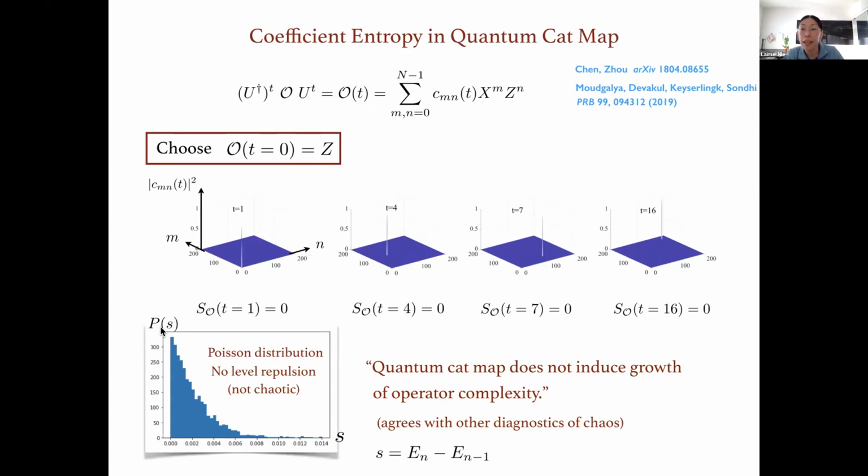For instance, I'm plotting the level statistics. Level statistics is obtained by first diagonalizing the time evolution operator, obtaining all the eigenvalues, and collecting all the nearest neighbor level spacings. And you plot a histogram of those level spacings. You see that you have a huge probability of finding 0 level spacing or a very small level spacing, meaning that the levels love to cluster. They like to be near each other, or to be degenerate. This absence of level repulsion is a hallmark of a non-chaotic system. So this Poisson shape, with a huge probability at 0 level spacing, means that the quantum cat map is not chaotic, which agrees with our observation from coefficient entropy, that a simple operator remains simple as time goes by.